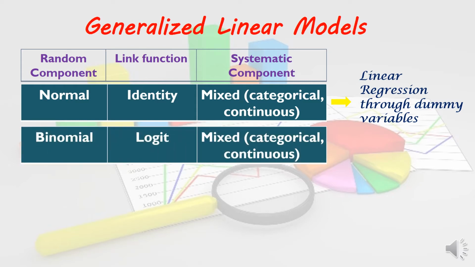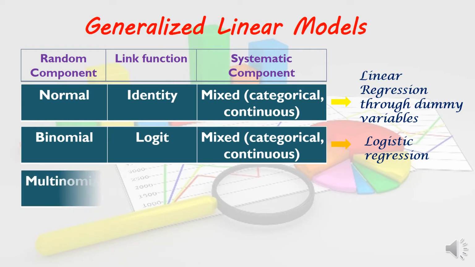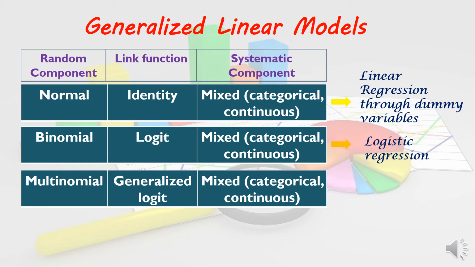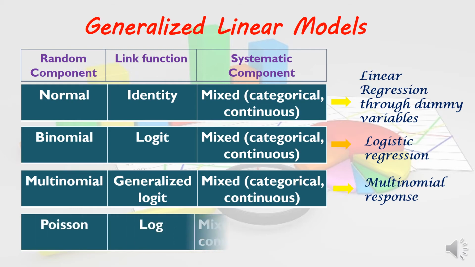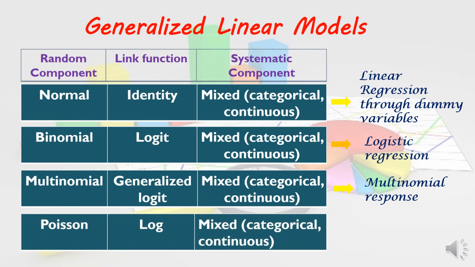When our response variable is binomially distributed, using the logit link function, we can fit a logistic regression model for categorical and/or continuous independent variables. When the response variable is multinomial, we can fit logistic regression using the generalized logit link function. When the response variable has a Poisson distribution, which means a discrete or count variable, we can fit a log linear model through the log link function.